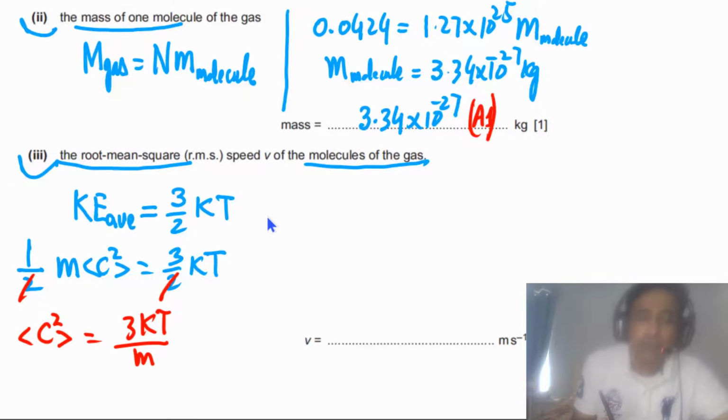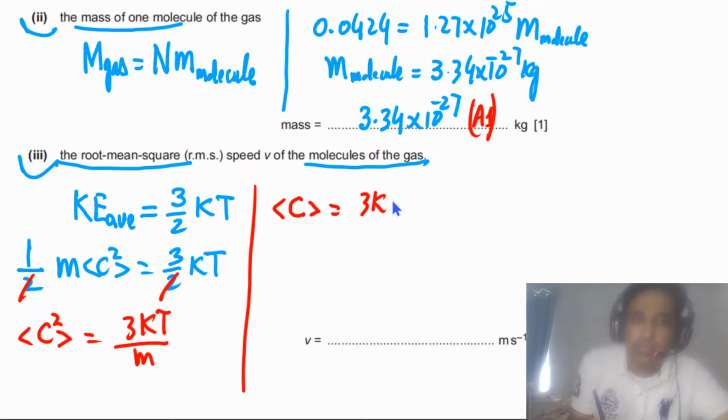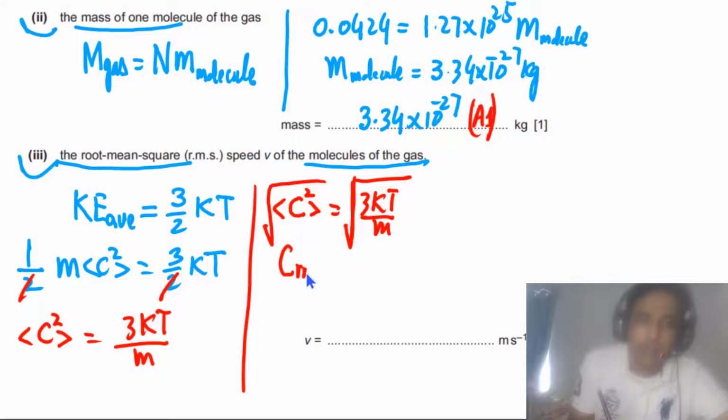This is the mean square speed, but for this question we need to calculate root mean square speed, so we can simply take the square root on both sides. So this is the root mean square speed. This will be equal to 3kT divided by m. So this is mean square speed, so we have to take the root of this, so we will be taking root on both sides. So we can say this one is C_RMS.